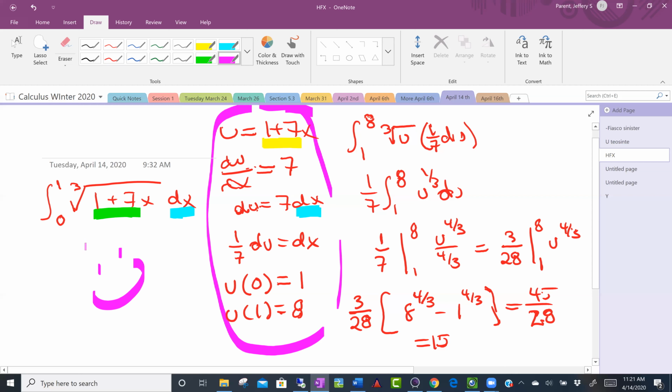How are we looking on these? So far, so good? So the 1/7, where it says 1/7, like 1/8, and then u to the 1/3, is that times du? 1/7 times du, yeah. This part right here? Oh, okay. Perfect.